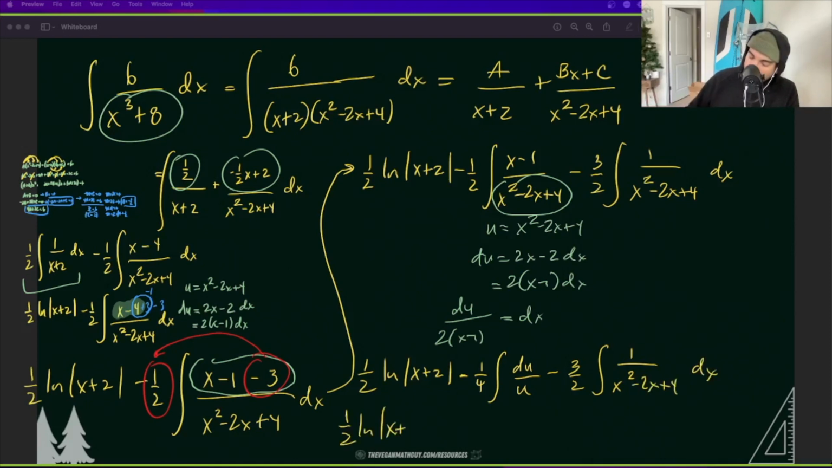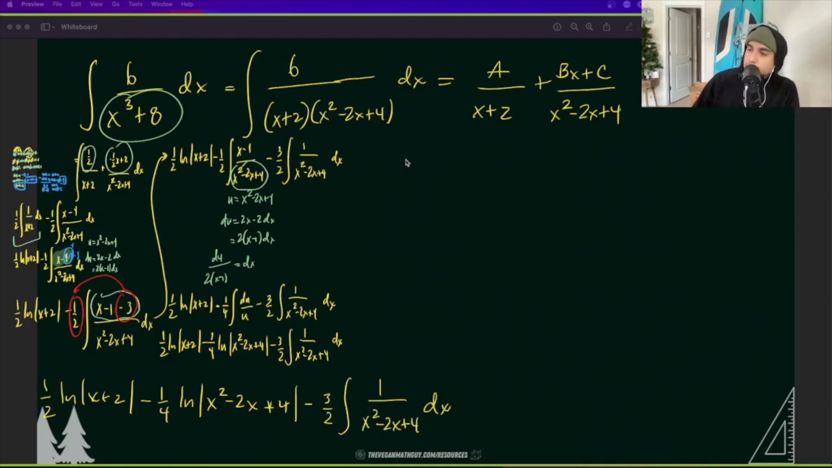Type problem just like the first one, except we kind of just skip the whole u substitution. We know how to do that already. So now we have 1/4 natural log of our u value, which was x squared minus 2x plus 4. And then we still have that other integral to deal with, which is our very last one. Let's make it a little smaller.